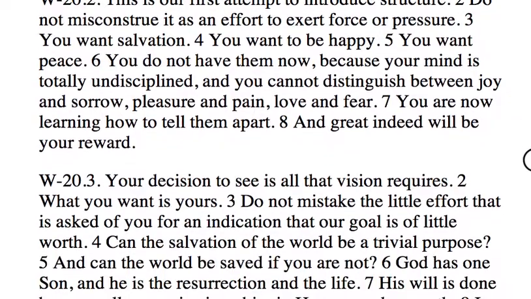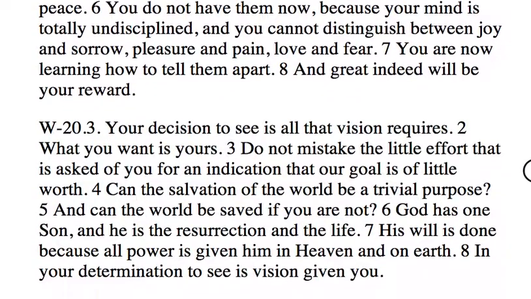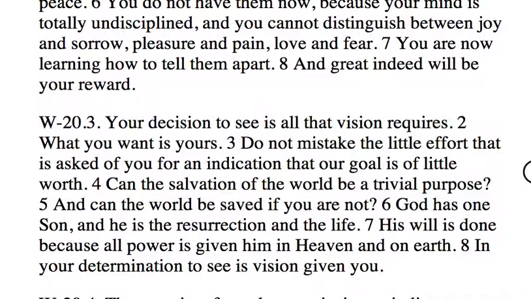So your decision to see in the next period is all that vision requires. What you want is yours. Do not mistake this little effort that the goal is small. The idea is, well, if you're not asking much, there must not be much that I'm getting out of it. And the course's claim is that there's a tremendous amount to get from even just a little effort, because the salvation of the world depends upon you changing your mind.